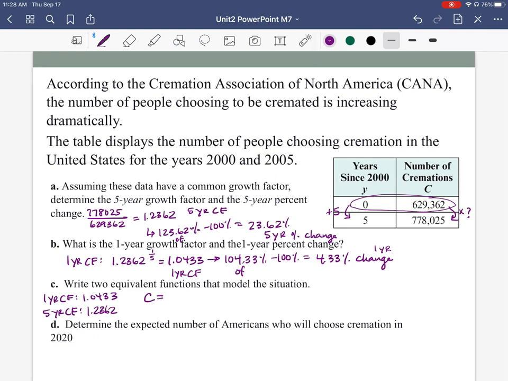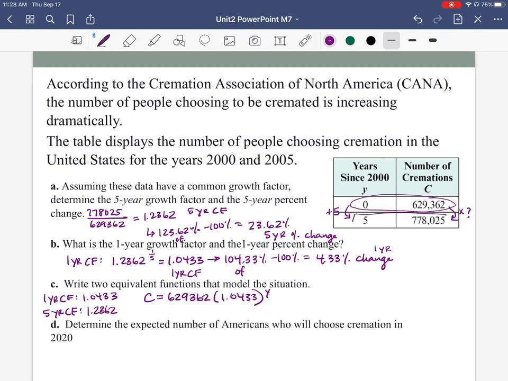So we could write C equals 629,362 times 1.0433 to the y. Right, so we start at 629,362, and every year we need to multiply by that factor of 1.0433. So my exponent here would just be y. So if y is 1, it's been 1 year, I multiply by 1 factor. If y is 2, it's been 2 years, multiply by 2 factors.